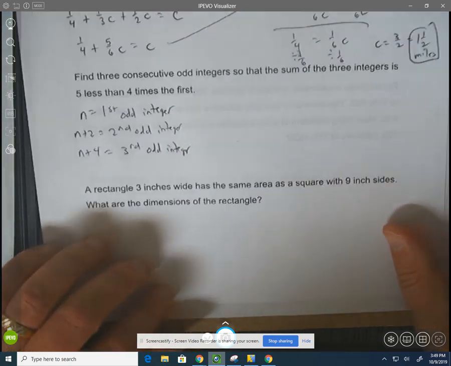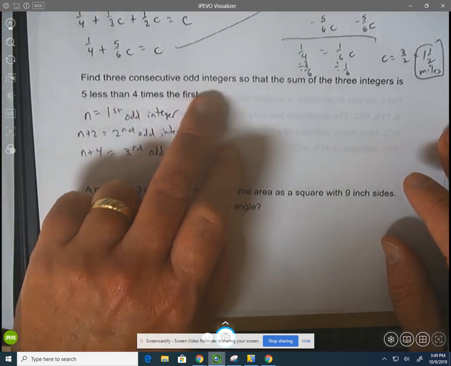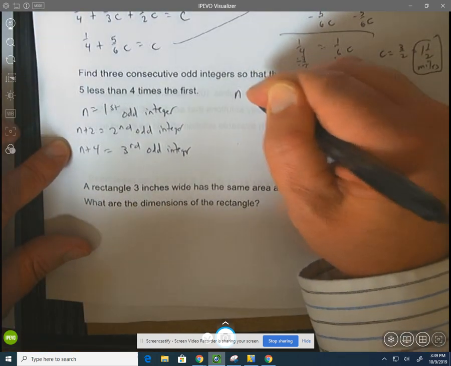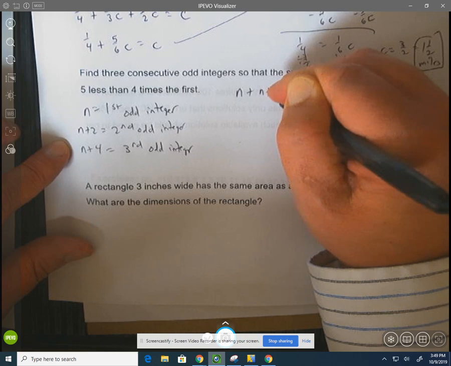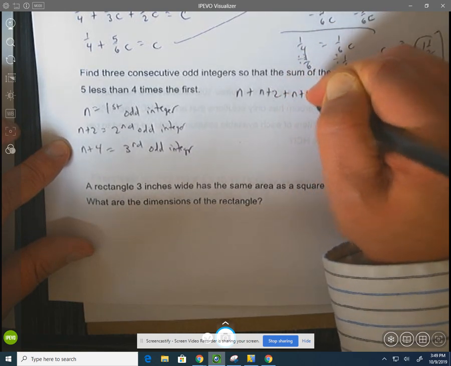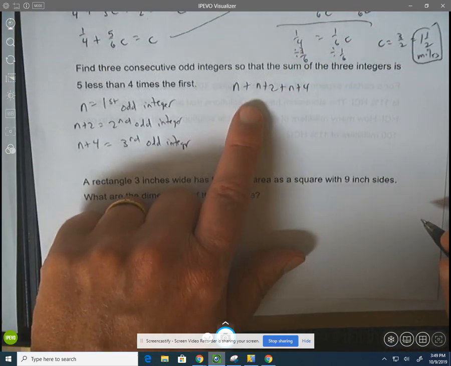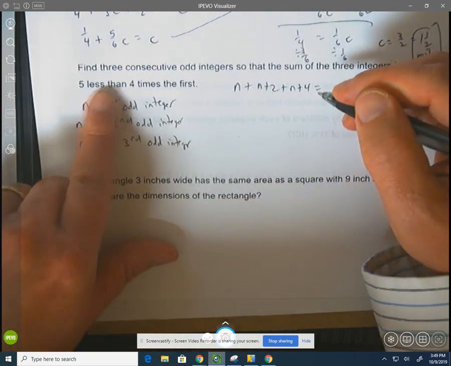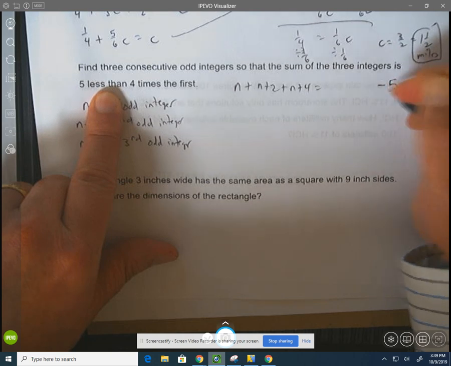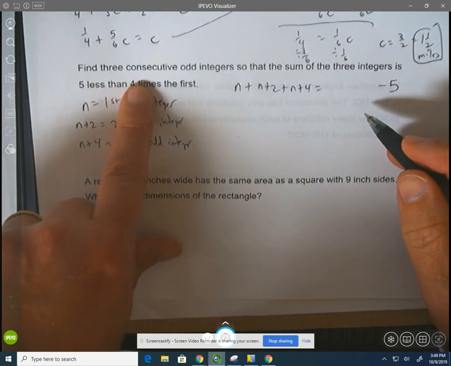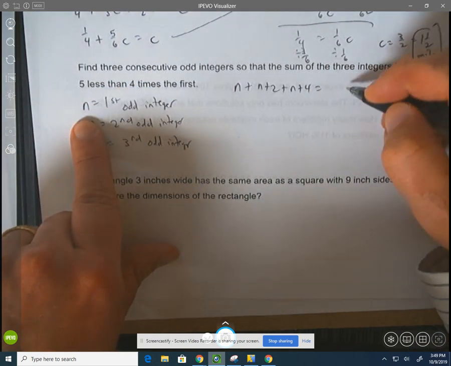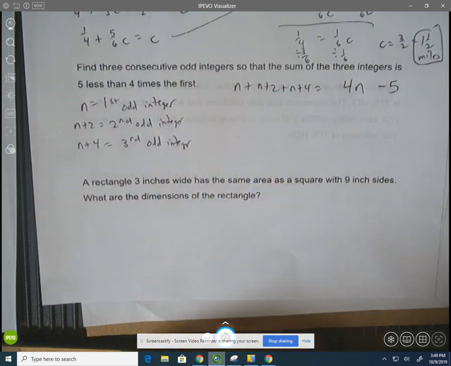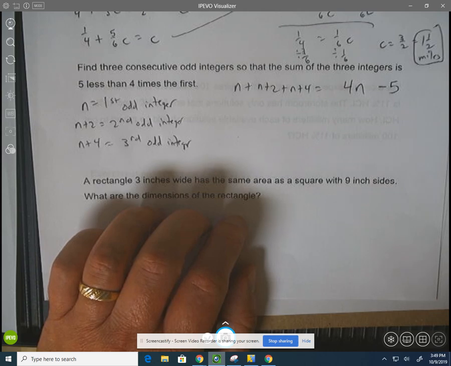So now I'm ready to start writing my equation. So find 3 consecutive odd integers, so their sum. So the sum of these, well, that's adding them all together. n plus n plus 2 plus n plus 4. The sum of 3 odd integers is, that's my equal sign, 5 less than, so that's something minus 5, 4 times the first one. And now here's my equation.